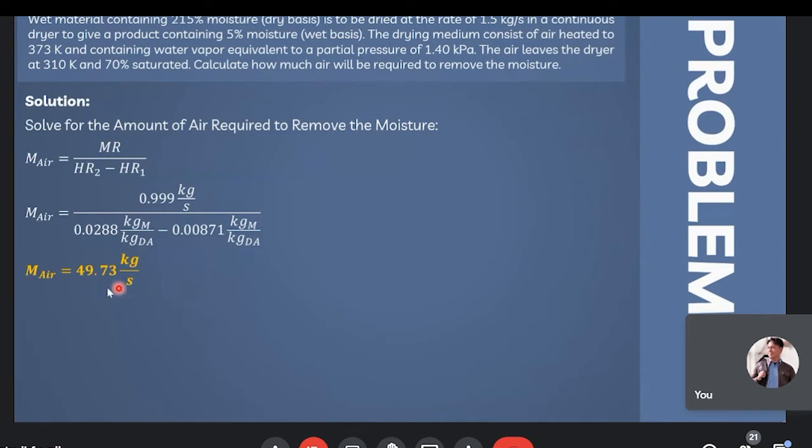So, 49.73 kilogram per second ng air yung kailangan nating ibigay doon sa substance natin para ma-remove yung moisture na kailangan natin. Okay. Para ma-achieve yung 5% na lang. Opo, sir. Okay. Sige.